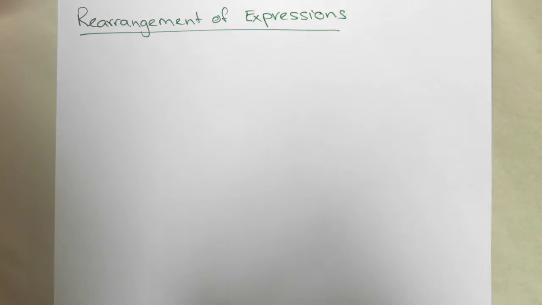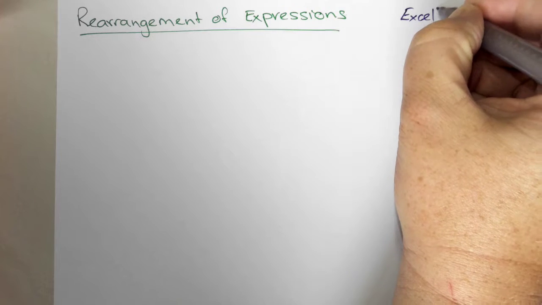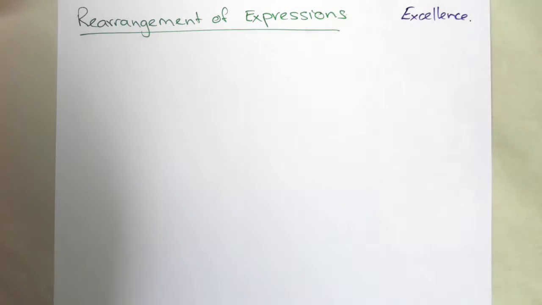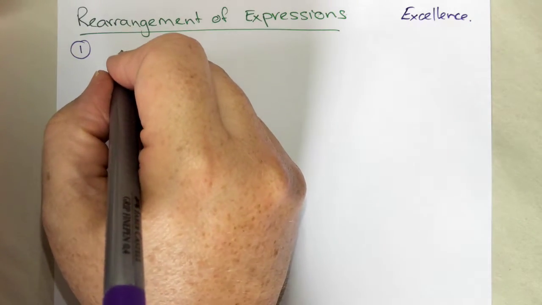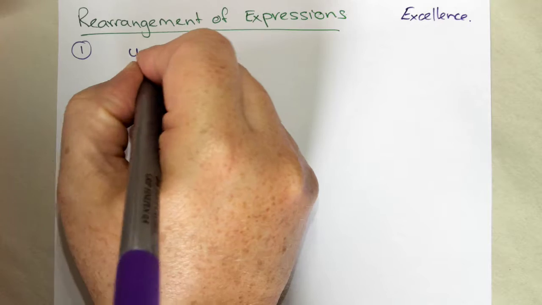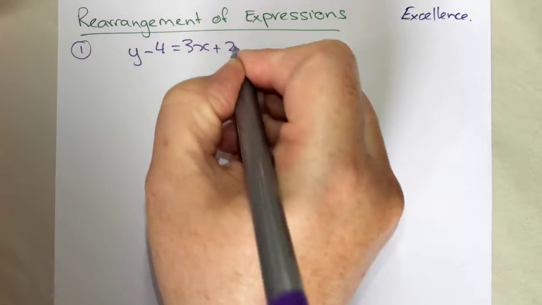We want to now look at what happens when we rearrange expressions, and so this is an excellence level skill. Okay, so let's have a look at our examples. So example number 1, it says make x the subject of y take away 4 equals 3x plus 2.